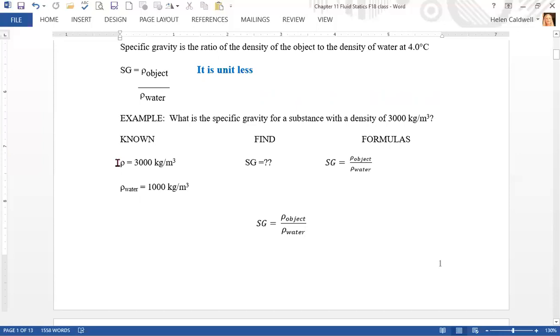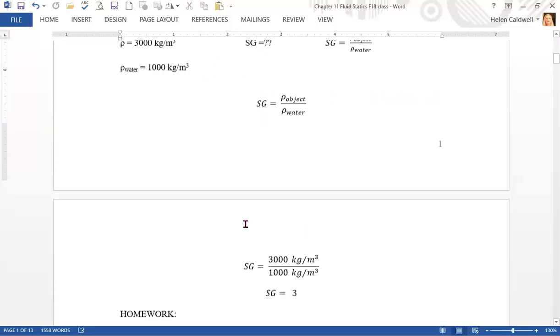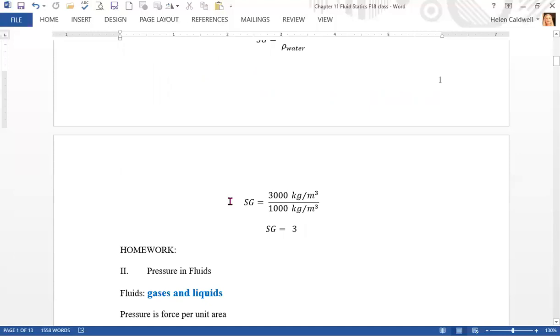So we know rho, and then we know the density of water, and we want to find the specific gravity. Specific gravity is the density of the object divided by the density of water. So plugging in, we've got 3,000 kilograms per cubic meter divided by 1,000 kilograms per cubic meter. Our specific gravity is 3. You have some problems in the study guide on working with specific gravities and densities, so you really need to practice those.